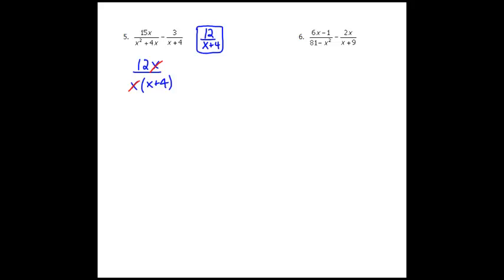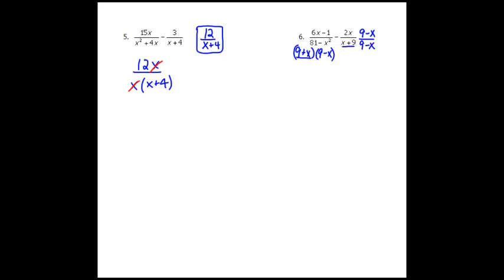Now let's look at number 6. I want to factor first, so I'm going to have 9 plus x times 9 minus x. And I already have an x plus 9 here, so I know that these guys are twins, but I do need to multiply this fraction by 9 minus x. Go ahead and do that and simplify it and see if you can get an answer there.